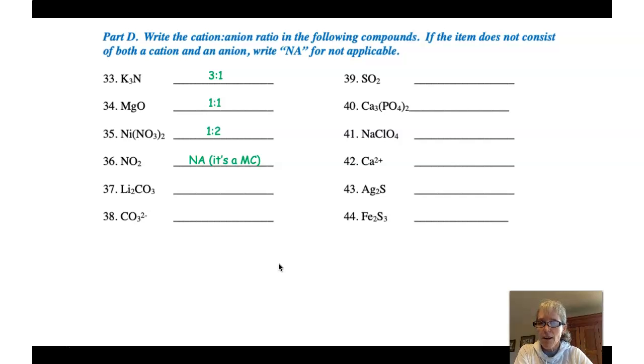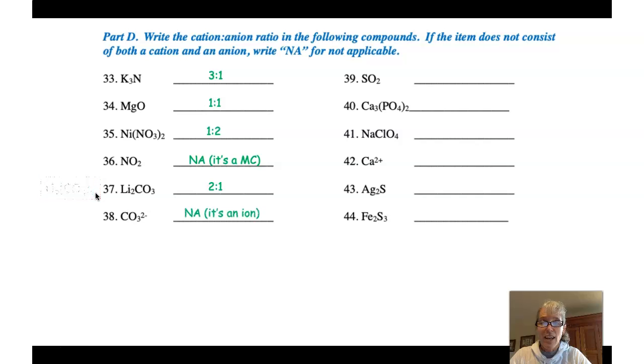All right, 37 is a tricky one. That is a 2:1 ratio. Okay, 2:1, and here's how you figure that one out. There are invisible, I call them invisible parentheses around that carbonate, and an invisible one around the sodium. Okay, so polyatomic ions, you can always think of them as having invisible parentheses around them. Once we see those invisible parentheses, the ratio pops out and it's a 2:1.